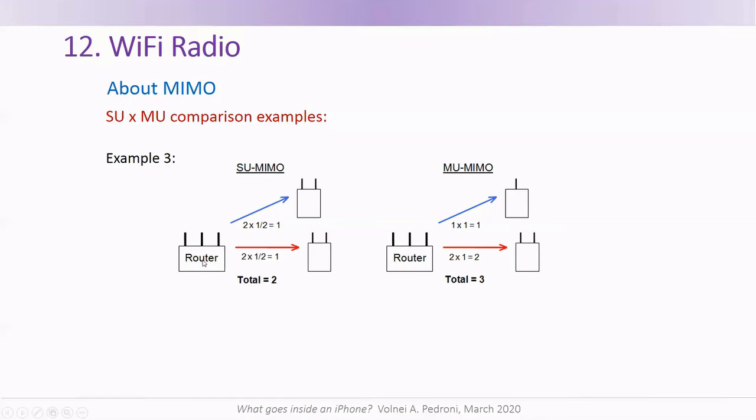Final example. Now this is the same, but there is a replacement of 1 smartphone with a single antenna with a dual antenna. So the factors are now 2 and 3. Conclusions are that multi-user wins with fewer antennas on average, and there is no MIMO gap in the multi-user case.